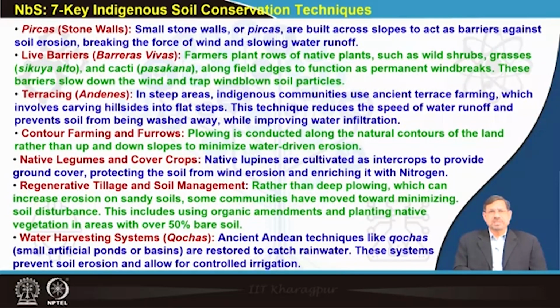Water harvesting systems, such as geocharge, ancient Andean techniques, small artificial ponds or basins are restored to catch the rainwater. So, this geocharge or the small water harvesting structure, these systems prevent soil erosion, also allowing controlled irrigation and a lot of recharging of the groundwater.